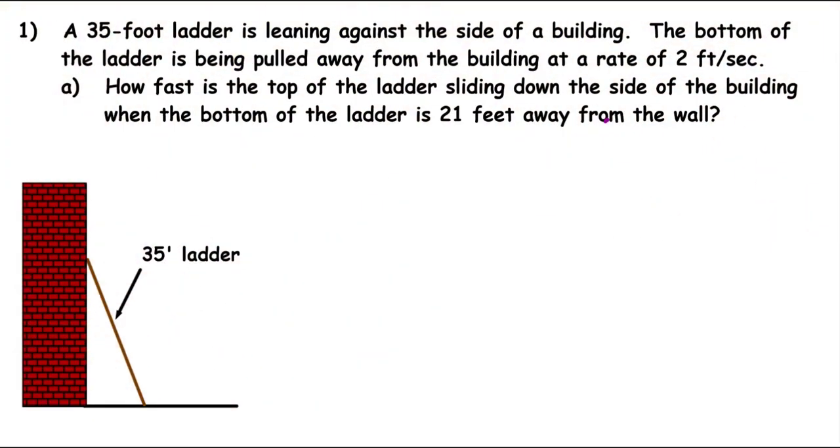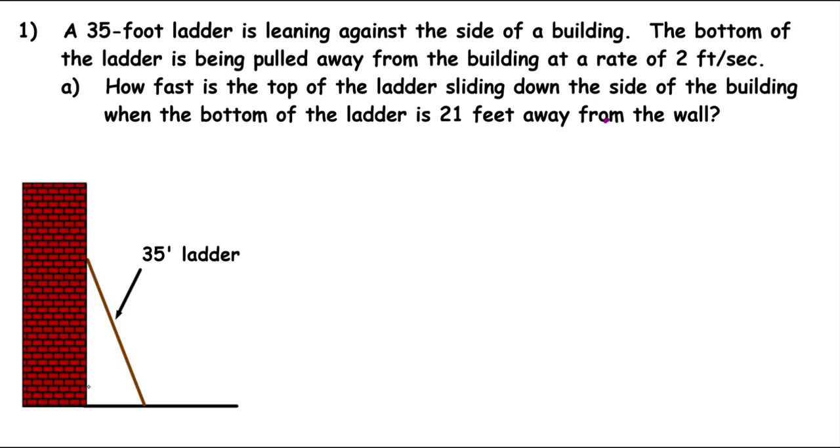Okay, there's a 35-foot ladder. It's leaning against the side of a building, and the bottom of the ladder is being pulled away from the building at a rate of 2 feet per second. All right, I'm going to label some parts. We'll make a goal statement, and then we'll see what we have.